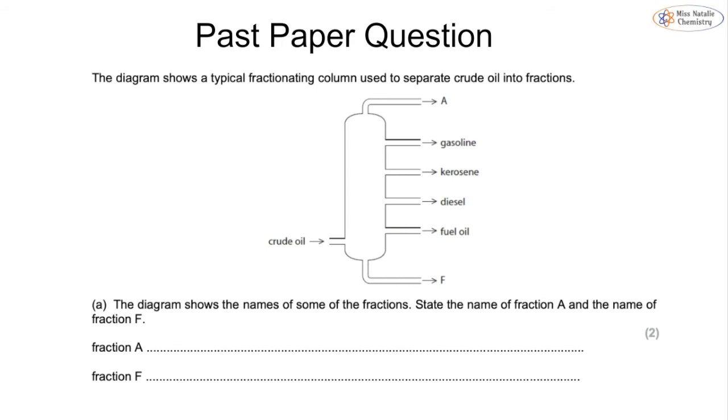So the diagram shows a typical fractionating column that's used to separate crude oil into fractions. And we want to name the first fraction and the bottom fraction. So fraction A, we know, is the refinery gases. As I said, remember, you have to know the names and also the order of the fractions. And the one that comes off at the bottom is our bitumen. And that's our 2 marks.